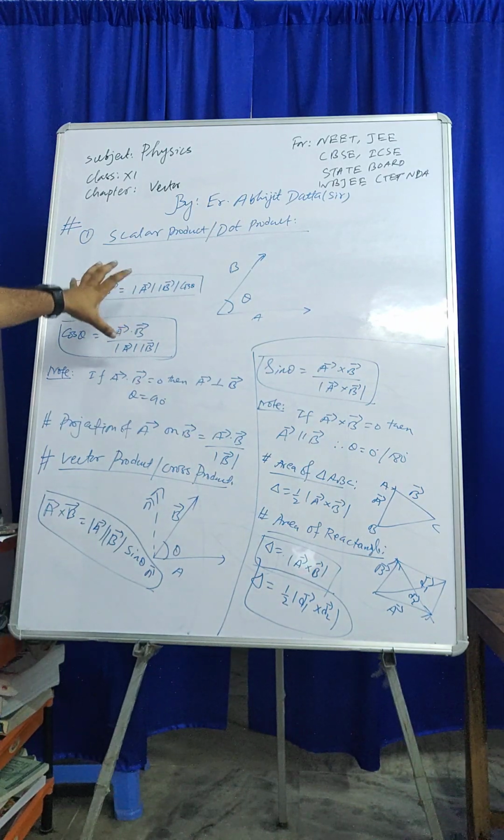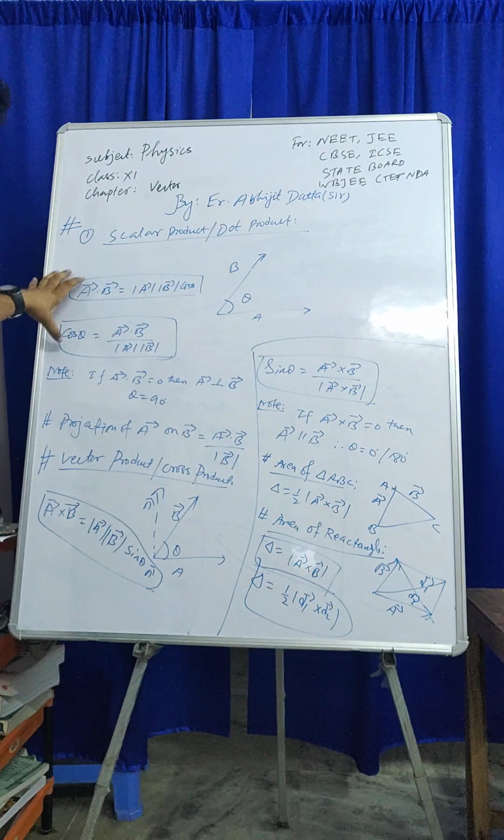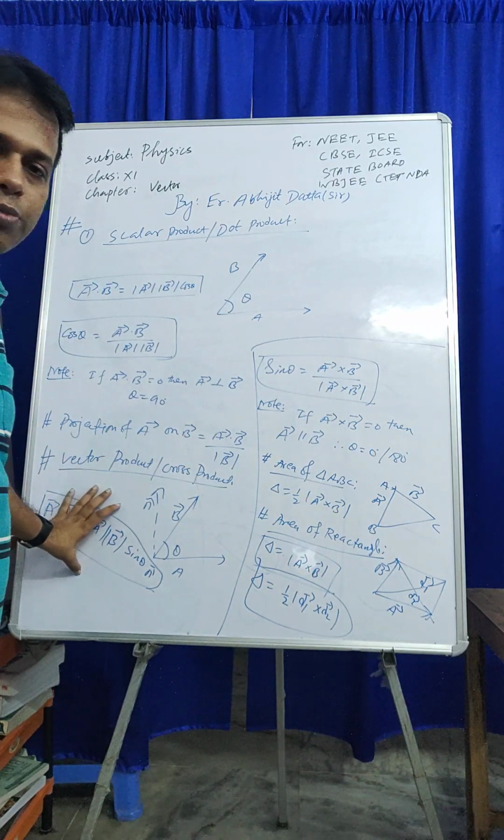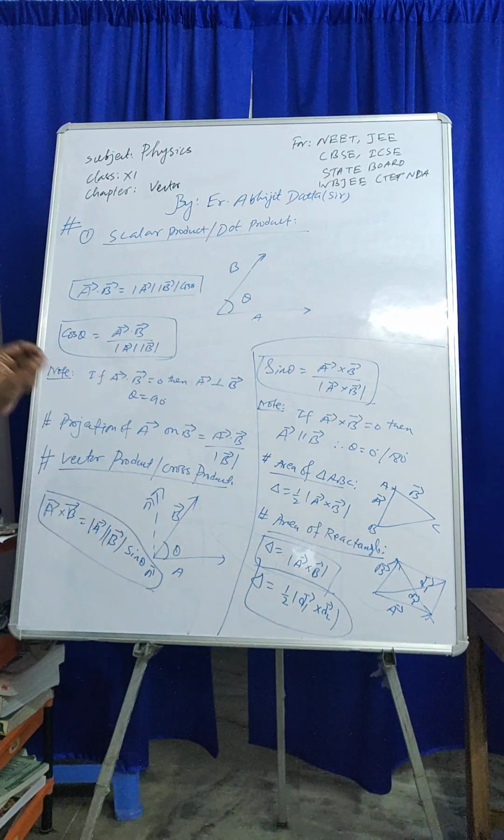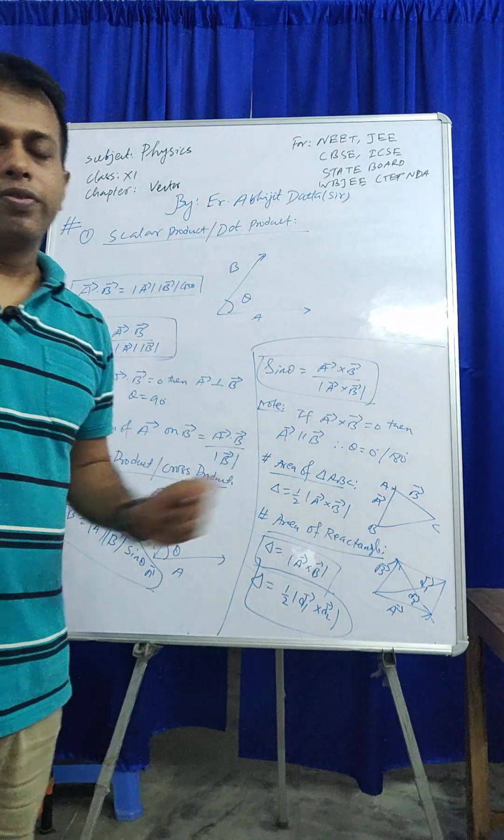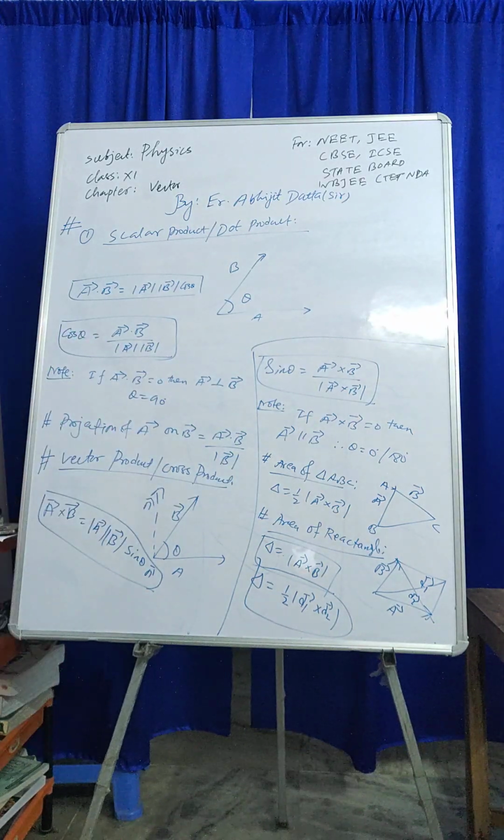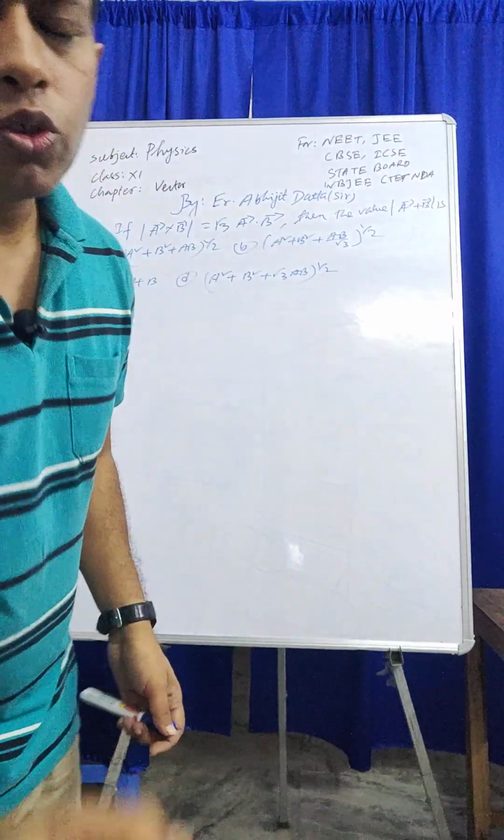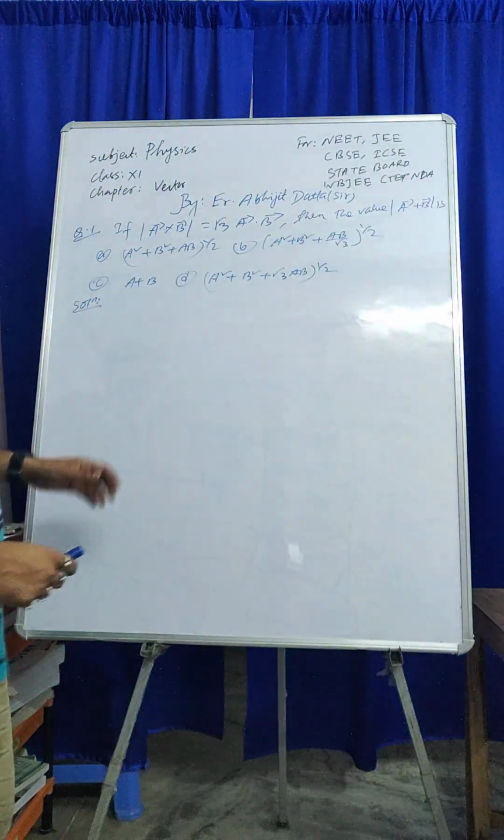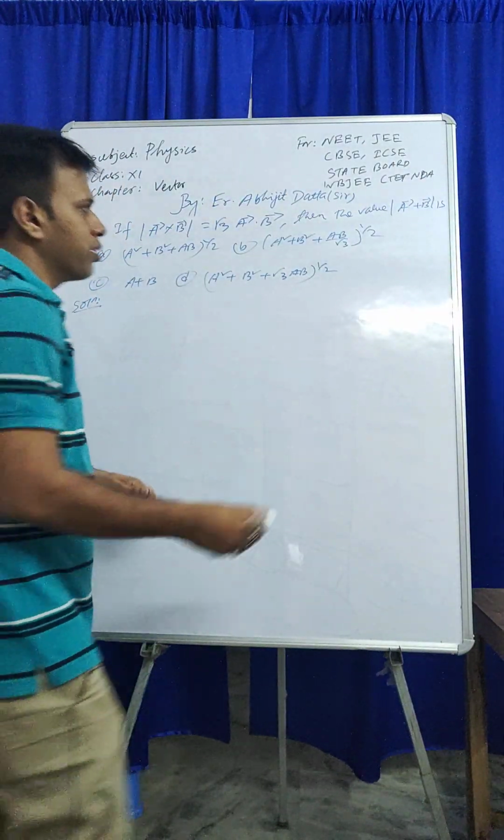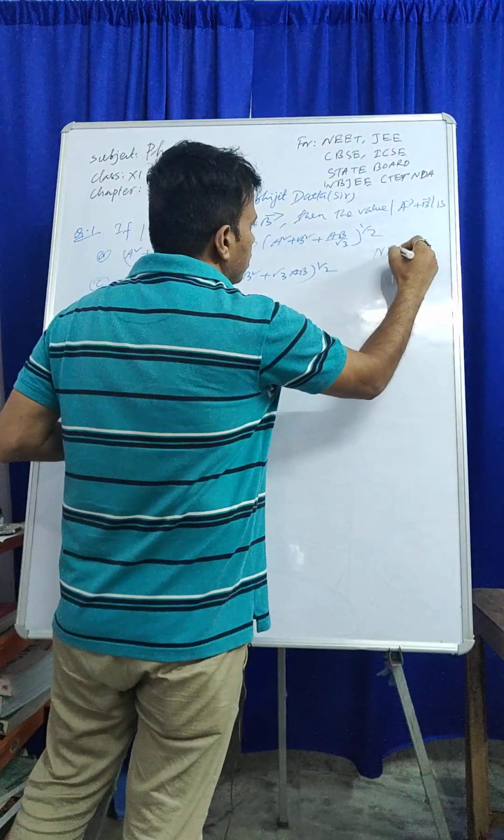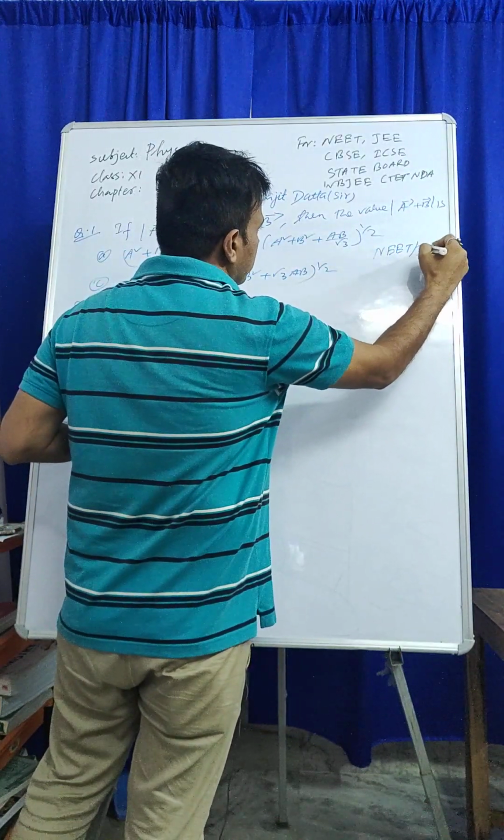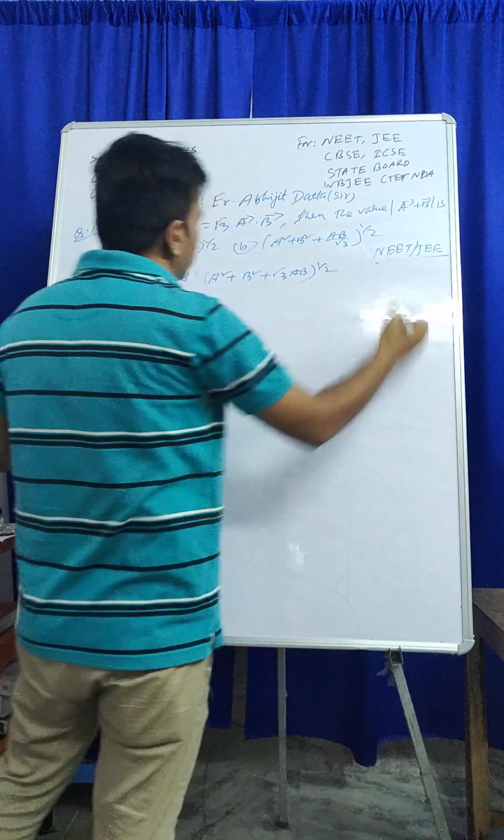So this one is for the formulas for scalar product, and this one is for formulas for cross vector product. Now we will do some previous year NEET or JEE questions. Okay, so let's start. So our first question is like that. This question has come so many times in NEET and JEE, that is medical and engineering entrance.